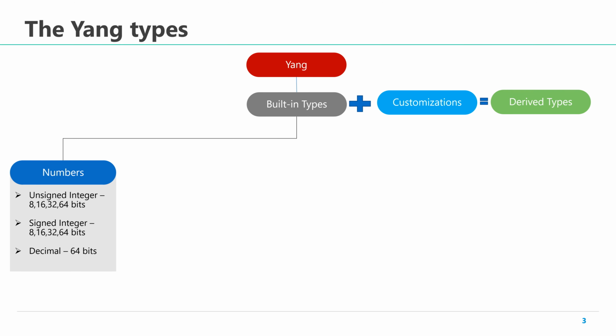The first type is based on numbers. We have unsigned integer for 4 different sizes and similarly signed integer for 4 different sizes. The choice of the data type will be based on the application for which a particular data node is defined. Further, there is a type called decimal, which can be specifically used for handling fractional numbers. We will see more about it when we see the Yang definitions later.